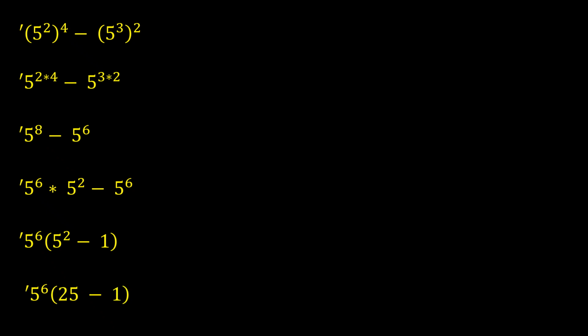Simplify inside the parentheses. 5 squared is 25, so we have 25 minus 1. 25 minus 1 is 24, so we now have 5 to the power of 6 multiplied by 24.